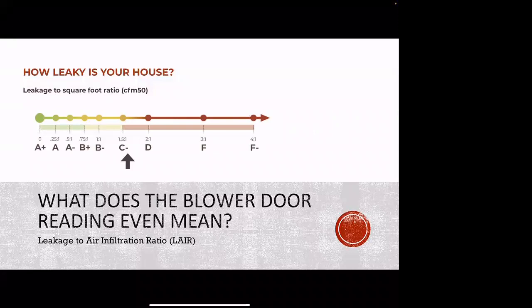So what we call this is our LAIR. And that is our leakage to air infiltration ratio. Basically, what we do is we take our CFM50 number that we got, we put it on this scale in comparison to the square foot of the home. And you can see here on this house that was tested, they're at a C minus, D plus. And what that means is we have to understand the type of home that we're dealing with first. So yes, we know their number, we know their LAIR, but what type of house is it?